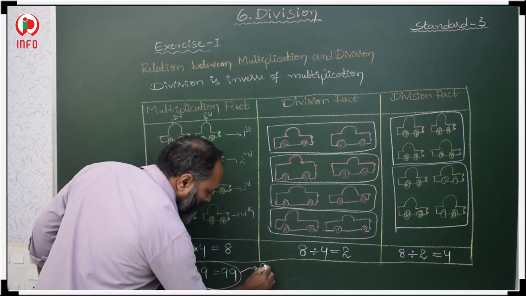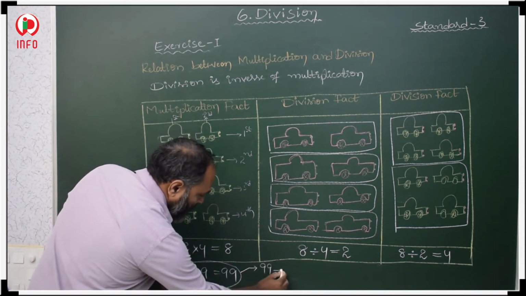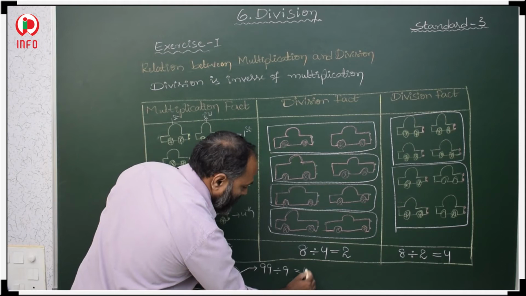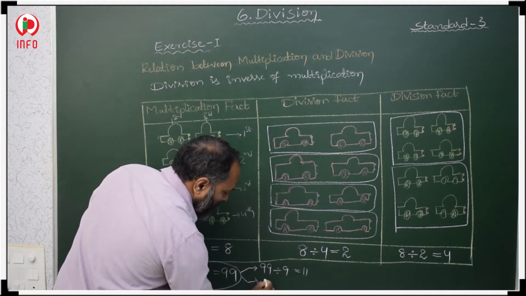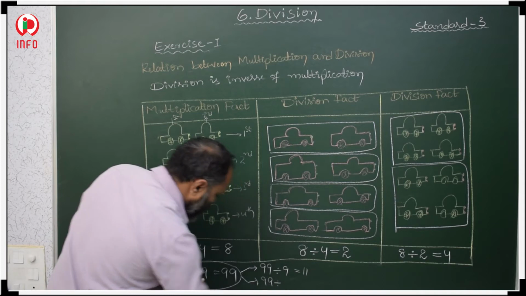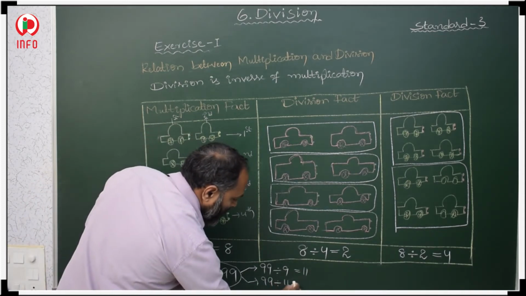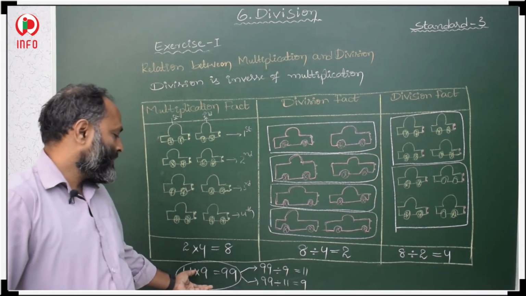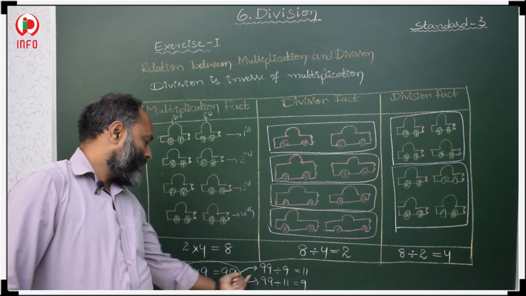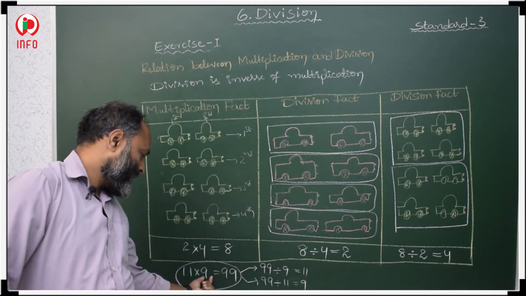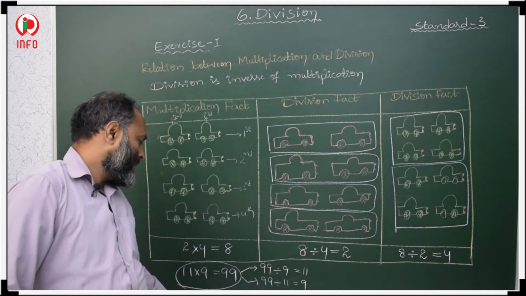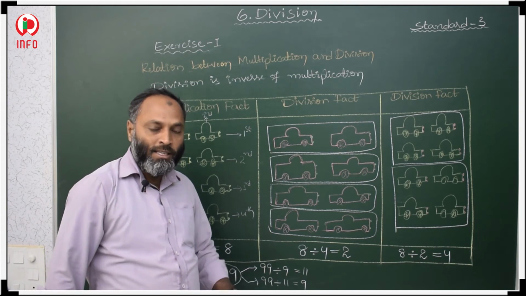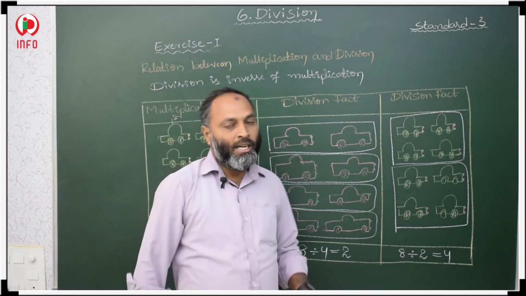This 99 divided with 9, then we will get 11. Our second fact, again this 99 divided with this 11, we will get 9. So, these are the division facts. On the basis of this multiplication fact, if this product is divided with this 9, then you will get 11, or otherwise this product is divided with this 11, then you will get 9. So, this is a relation between multiplication fact and division fact.